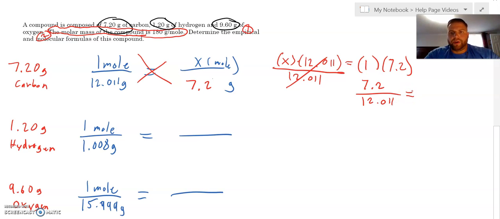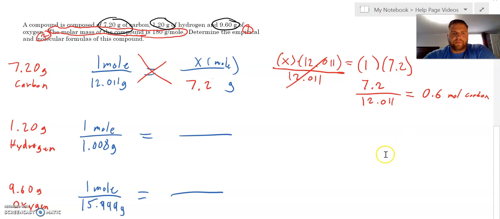And now let's come up with the decimal. So 7.2 divided by 12.011 gives us 0.6 moles of carbon.